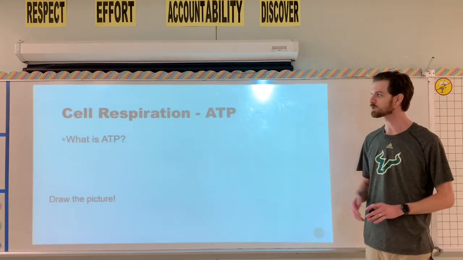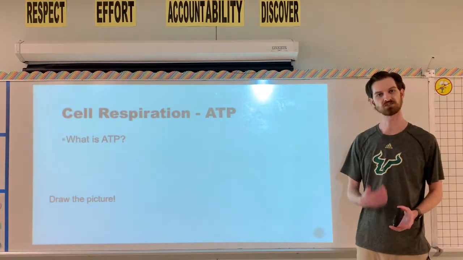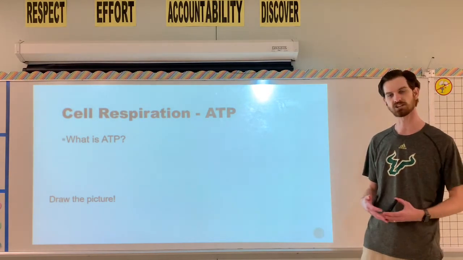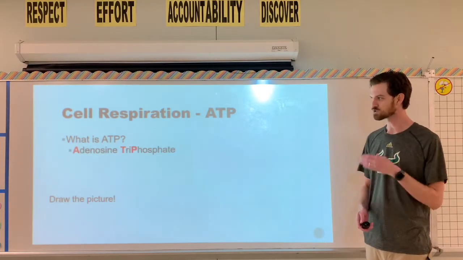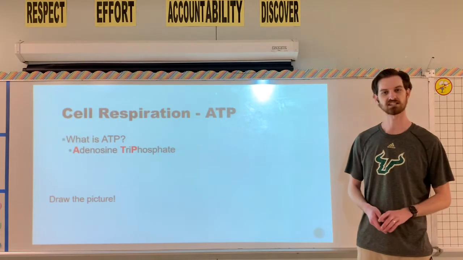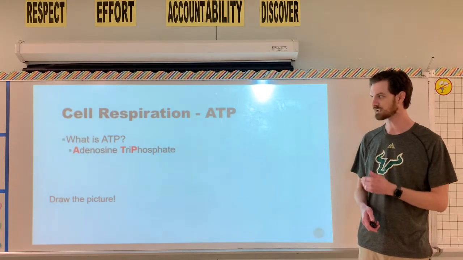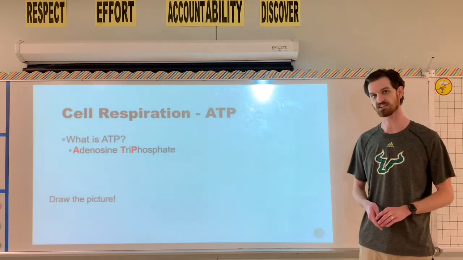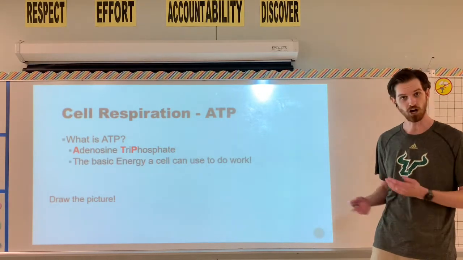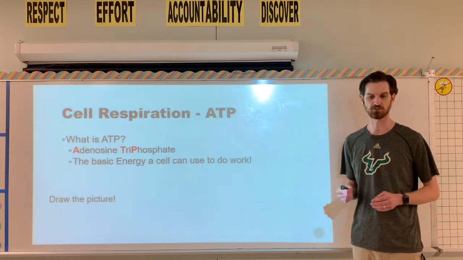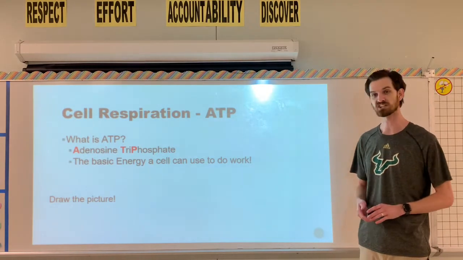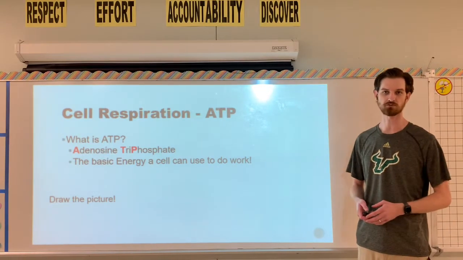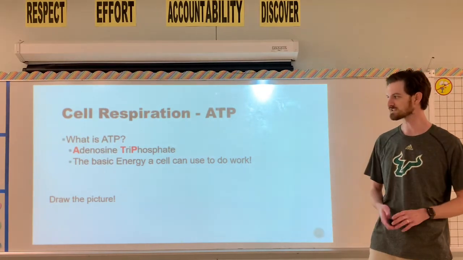Okay, so real quick, a nice review, because this is cell respiration and it does deal with ATP, since there's a relationship between the two. You should remember that ATP is adenosine triphosphate, and tri means three, so it's an adenosine with three phosphates added to it. We can break off those phosphates and use that to release energy for the cell to do work. So ATP is the energy currency for the cell to do all the work it needs.